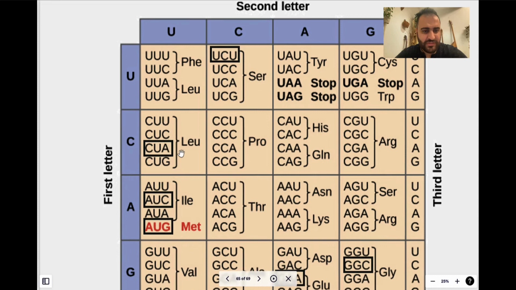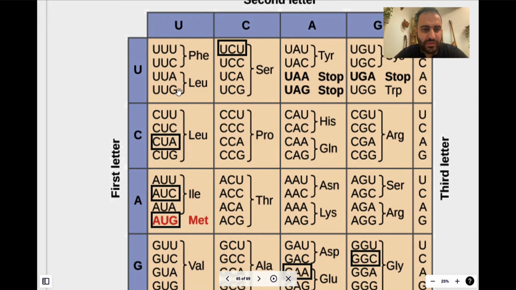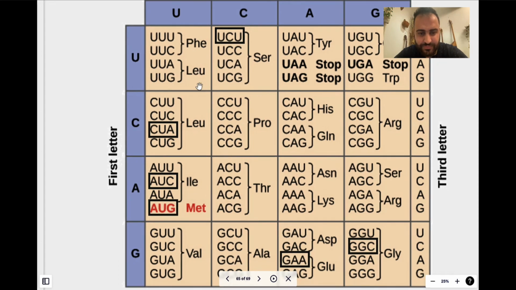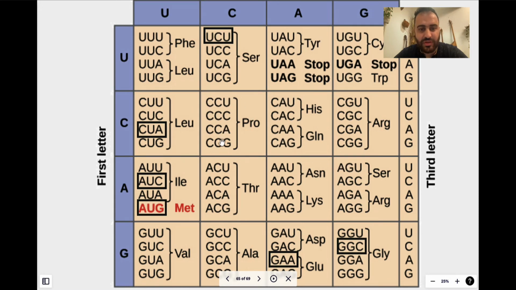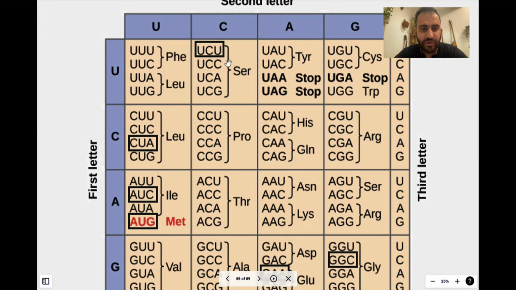And as you notice here, there are 1, 2, 3, 4, 5, 6 codons or triplets that code for the same amino acid, which is leucine. There are as well 1, 2, 3, 4 that code for proline. There are 4 that code for SER, serine, etc.